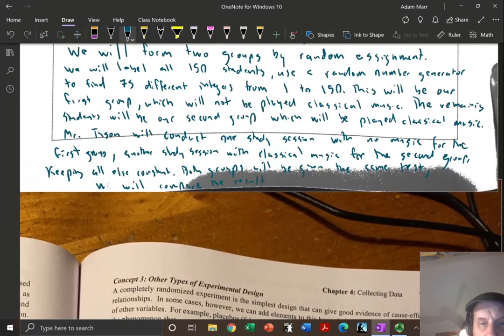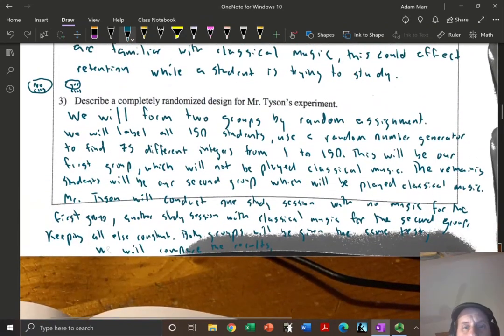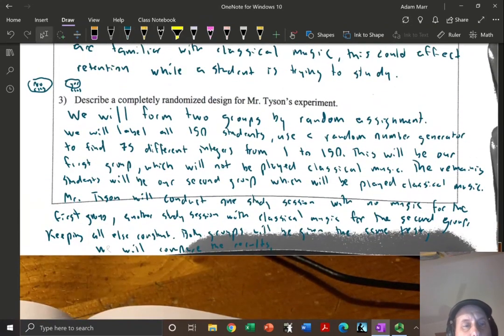All right, my answer might have been a little wordy. We will form two groups by random assignment. You do have to say that. We'll label all 150 students, use a random number generator to find 75 different answers from 1 to 150. You do need to say that. This will be our first group. You could have left out which will be played classical music. You can say that's going to be our first group. The remaining students will be our second group.